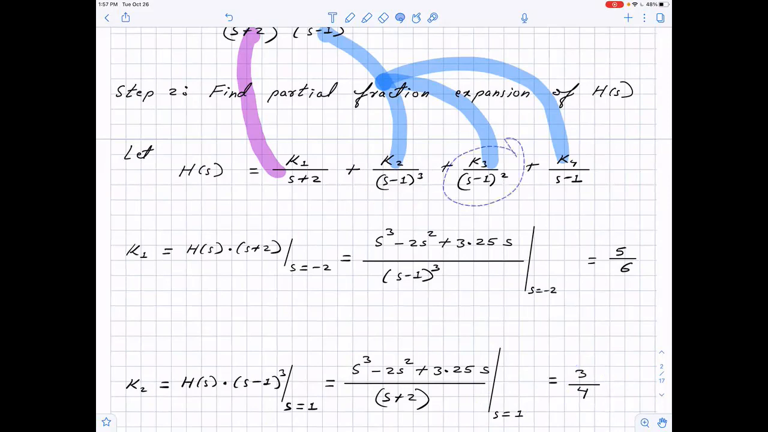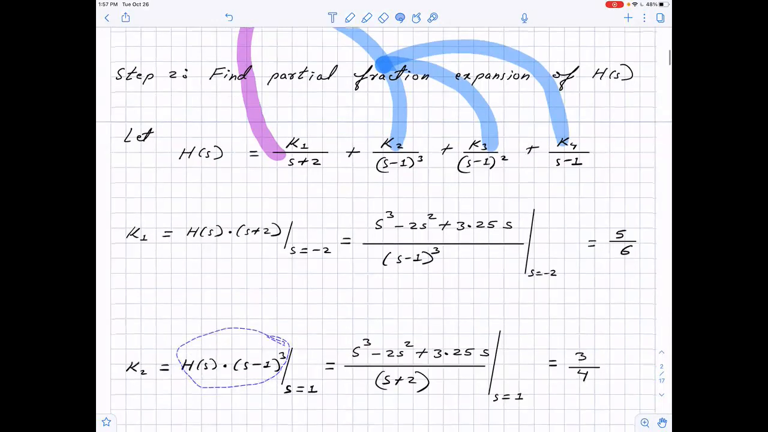Now to find k3 and k4, we'll have more steps. To find k3, we'll need to differentiate this term. Finding k2 was simpler. We just had to consider this function and plug in s equals 1. To find k3, before we plug in s equals 1, we have to differentiate this term with respect to s once. To find k4, we would have to differentiate this term with respect to s twice.